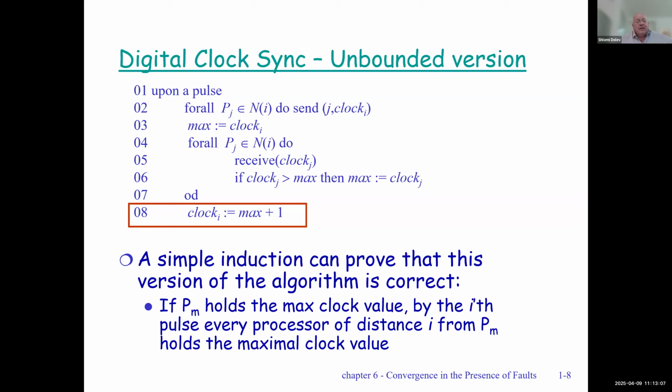So this is very easy. No matter what state you start with, you very fast have all the clocks in sync, and they continue to be incremented by 1 in every pulse.